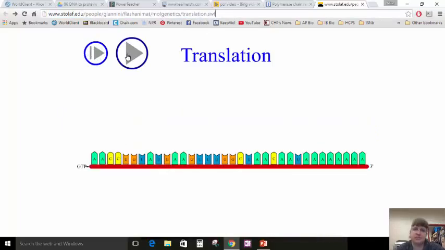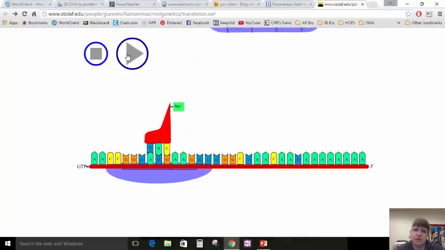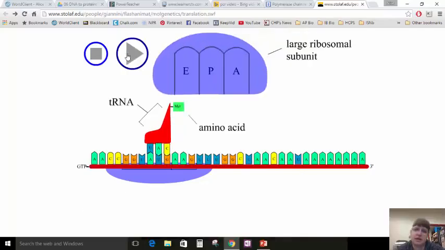Now let's look at translation. In translation, we have a small ribosomal subunit that docks the mRNA to it. The tRNAs come in, and that signifies that the large ribosomal subunit can come in. Notice that there are 3 different spots on the large ribosomal subunit. These are areas. They're not actually having labels, but there are areas that we as scientists have labeled as the E, the P, and the A site.